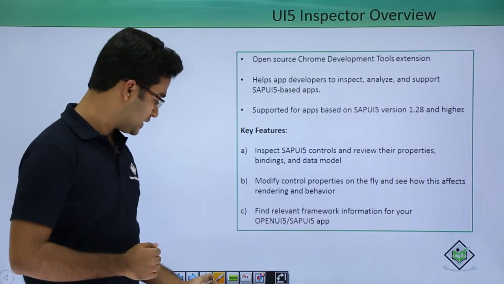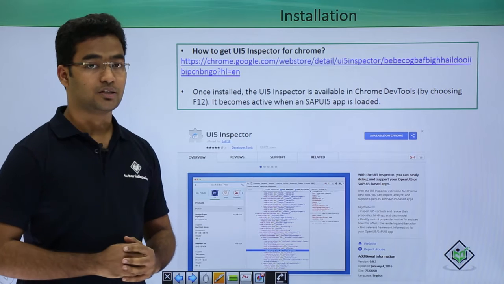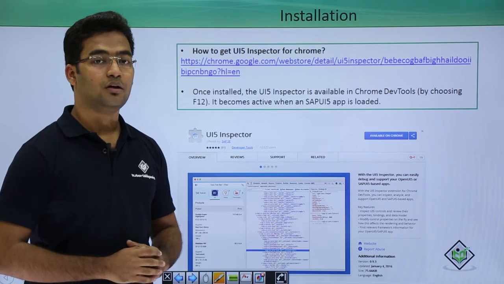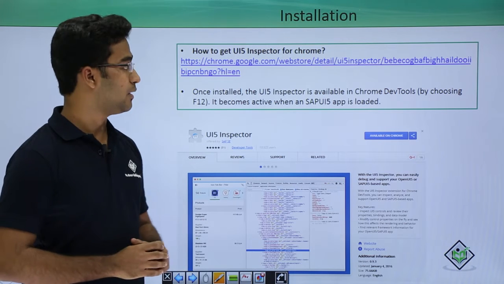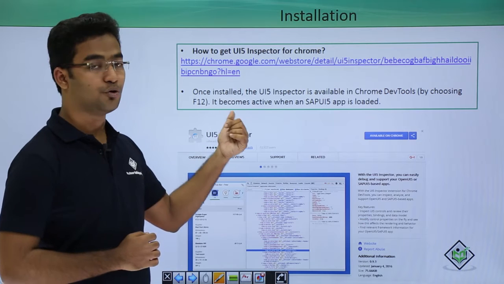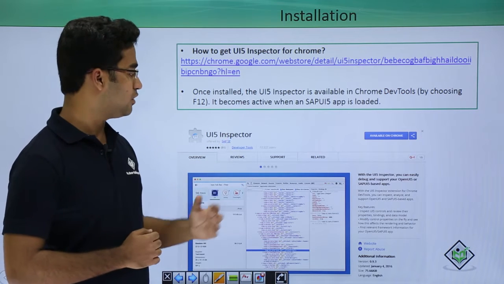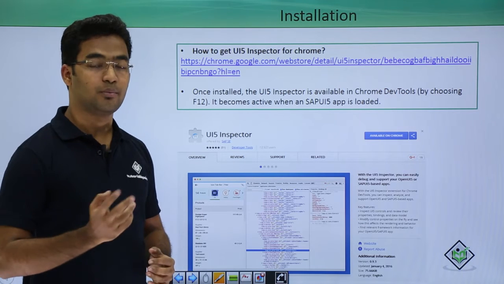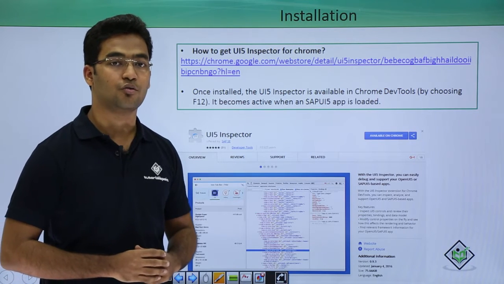Now moving on to the next slide, which is the installation. So UI5 Inspector can be installed on Google Chrome using a particular plugin, that is UI5 Inspector itself. So this is the URL, you could go here and download this plugin. This is the plugin here, just click on install and this plugin would be installed into your Google Chrome browser.